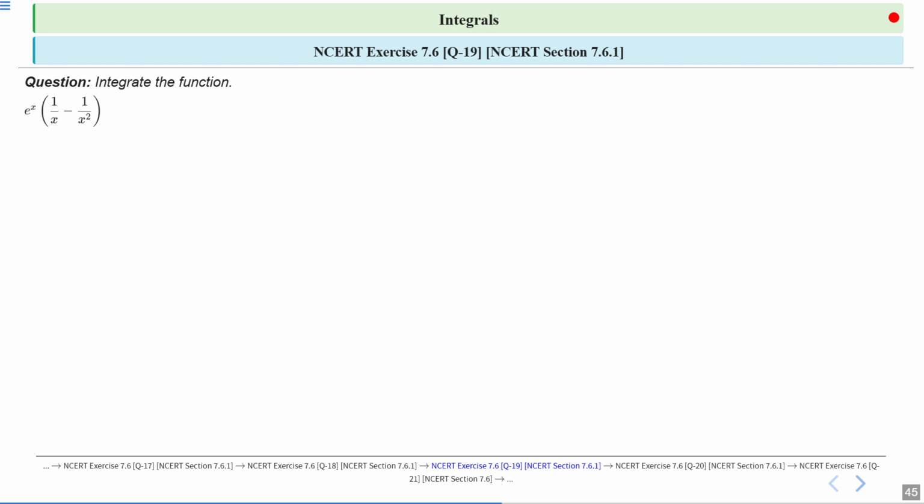Okay, so the answer is e^x by x plus c. In such kind of question, we have to choose f(x) and f'(x) if it is given in summation of two terms. But if it is not in summation of two terms, then we have to apply algebraic manipulation, trigonometric manipulation, so that it is converted into a summation of two terms, and then we have to choose f(x) and f'(x). And if we can't apply the special case, then we just need to apply the by parts method.